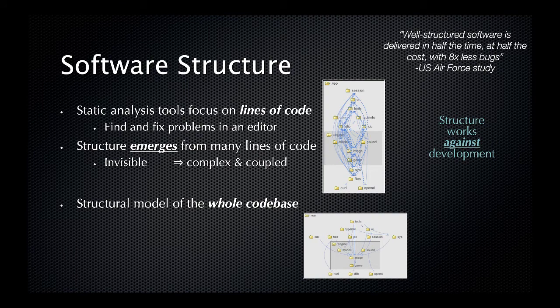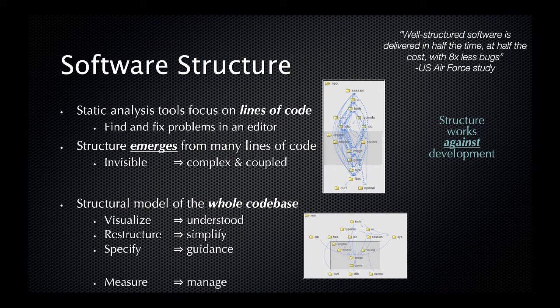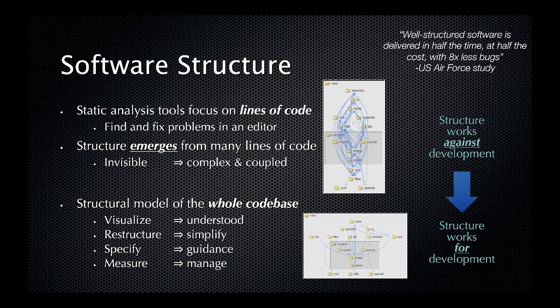Preventing this requires a structural model of the whole codebase, and truly understanding structure requires visualization and interaction with such a model. Reducing structural overcomplexity is achievable by manipulation of the model. Adding dependency rules to the model lets architects articulate constraints to guide the developers, and continuously recording complexity measures and architectural compliance make structural improvement programs manageable. In this way, a simpler specified structure that is well understood by the whole team can actively work for developers.